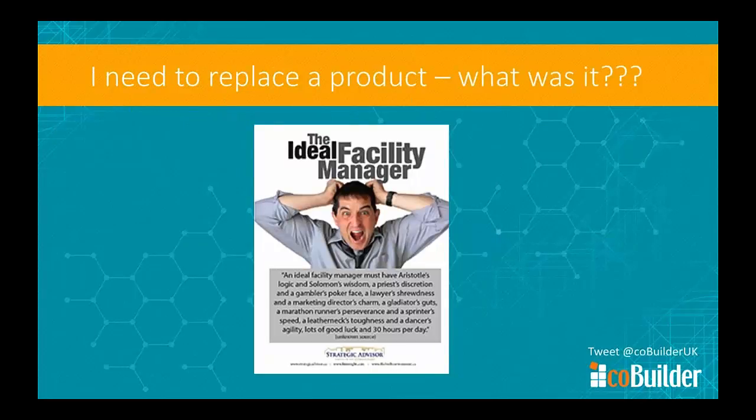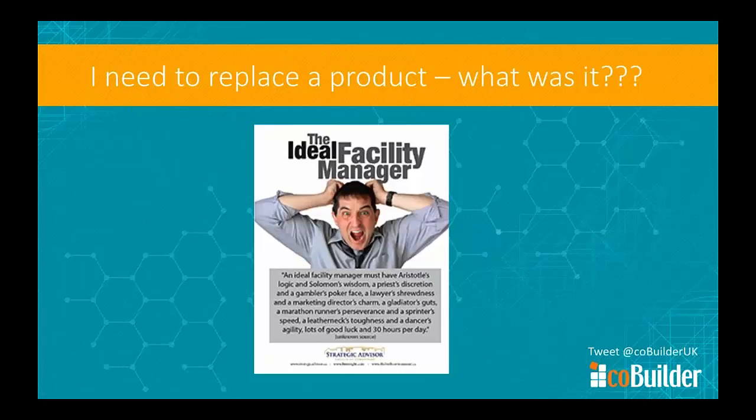And this is how Kobe Carl feels when he wants to replace something in his building. He feels obviously completely frustrated because he doesn't know what the product is, what the product's properties are, where the product was purchased, and where it's located.